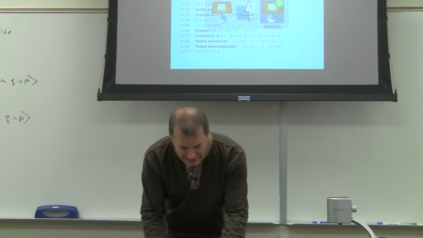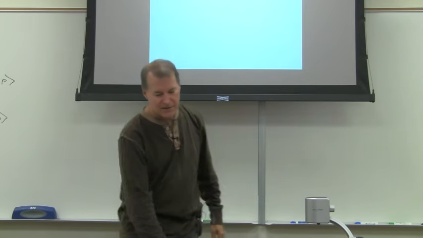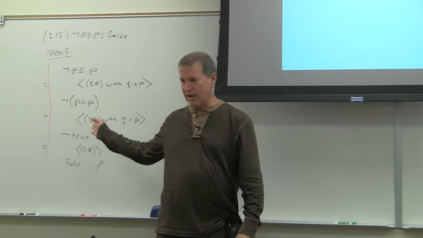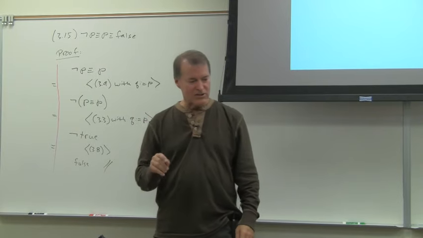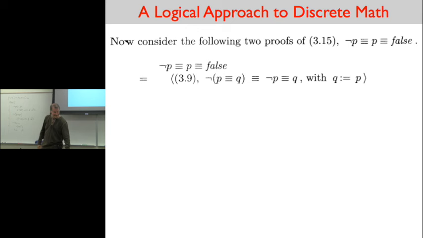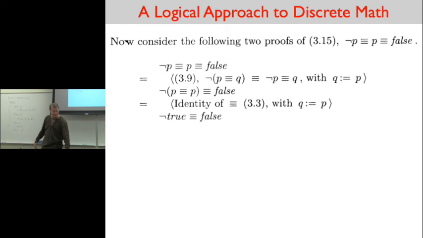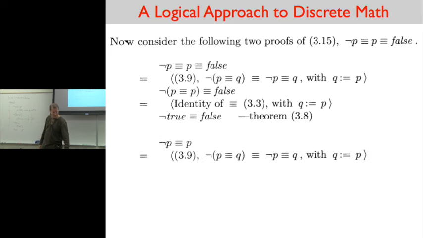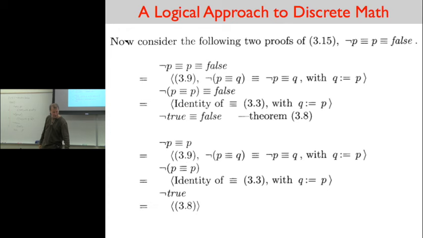Now compare that with this. See, now consider you have this proof here, right? Now watch this. Suppose we did the whole thing. So it would be like this, not P equals false, and then it would be 3.9, and then it would be not P equals false, and then it would be identity of this with Q equals P, and then it would be not true equals false, and then that would be theorem 3.8. But see, that compared to this, here's the way we did it. Boom, boom, boom, boom, boom, boom, boom.